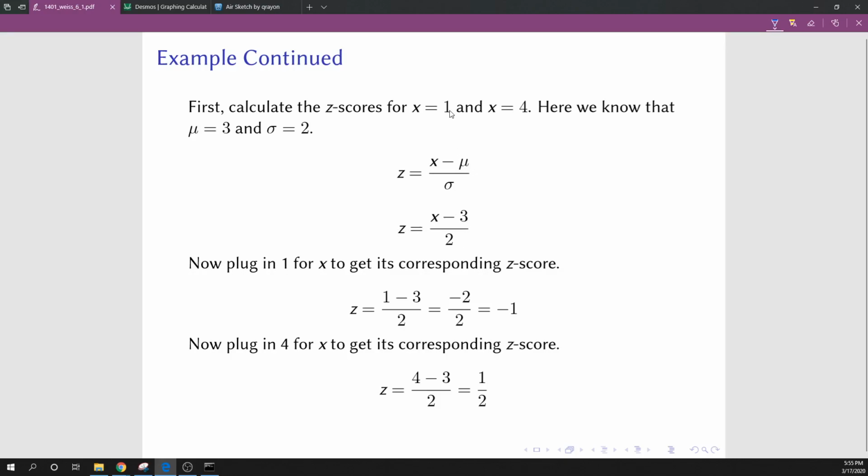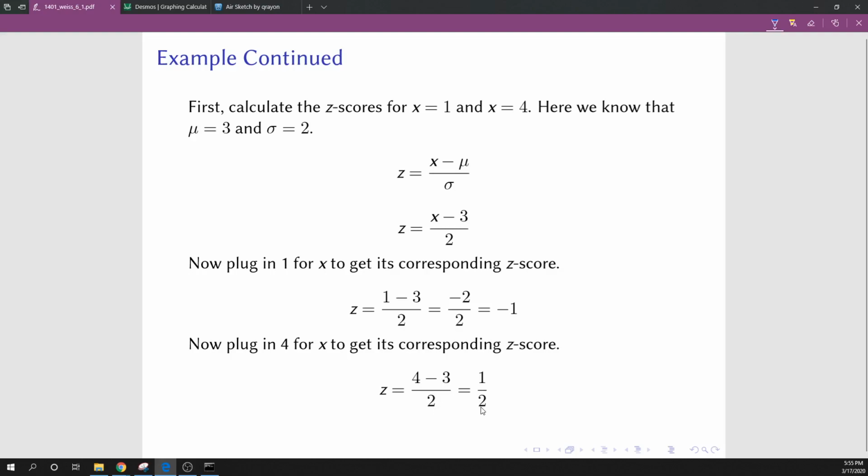Now to get the z-score for 1, we plug in 1 for x. So we get 1 minus 3 over 2. That's negative 2 over 2, which is equal to negative 1. So that is the z-score for the x value of 1. Next, we want the z-score for the x value of 4. So we plug 4 into our formula for the z-score. That's 4 minus 3 over 2.